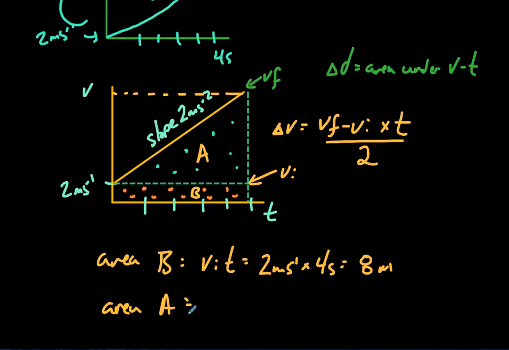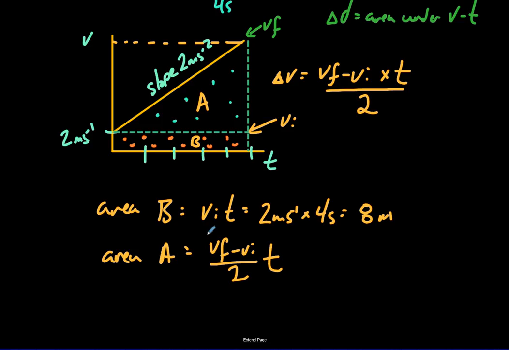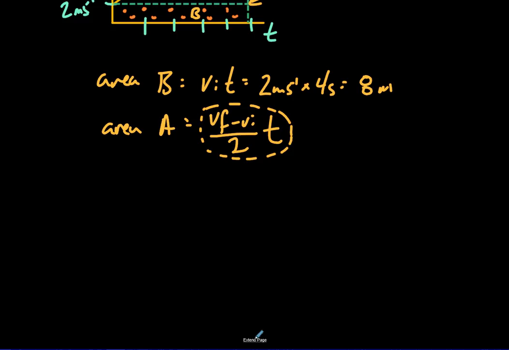So let me write down area A here. We're going to find area A using vf minus vi, so that's the height here, times t. That gives me the whole rectangle, divided by 2, because it's the area under the triangle. It's like half the rectangle. So let's write it like that, and then we'll pause. I just want to work on this a little bit before we add it. I want to put it into a format that looks a little bit nicer.